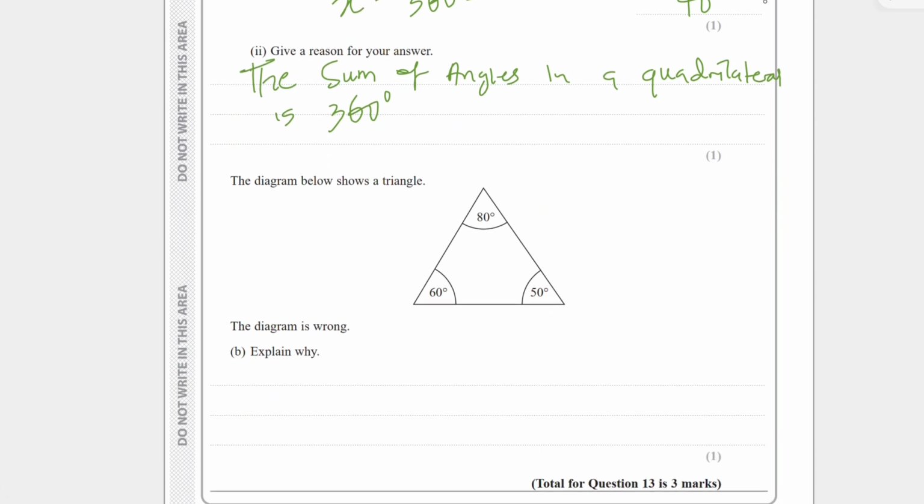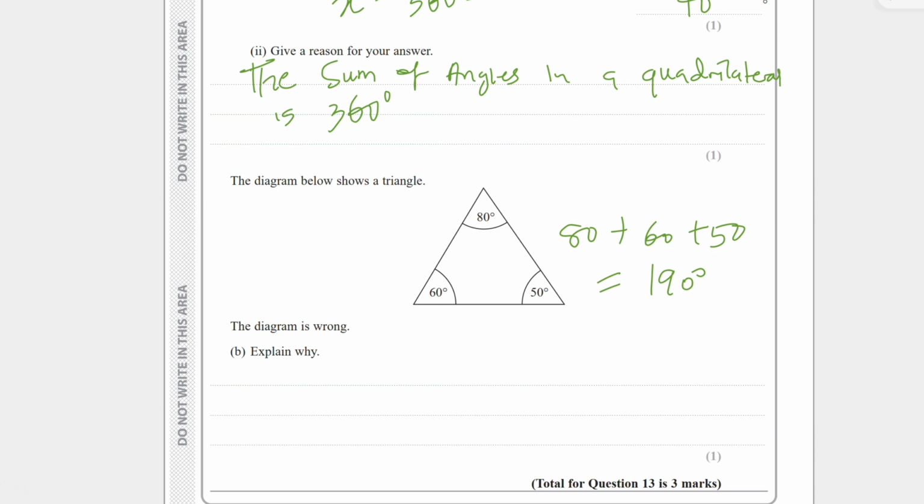The diagram below shows a triangle. The diagram is wrong. Explain why. So first, since we are given only the angles, let's add them up. So 80 plus 60 plus 50, these add up to 190 degrees.